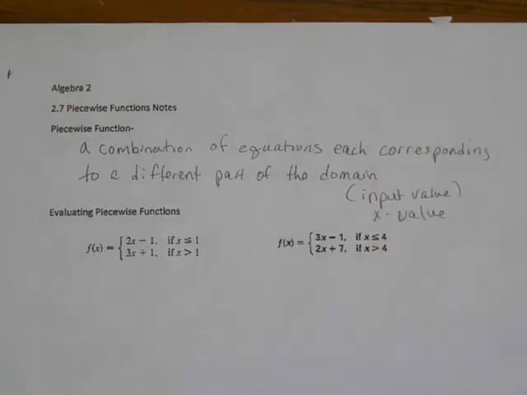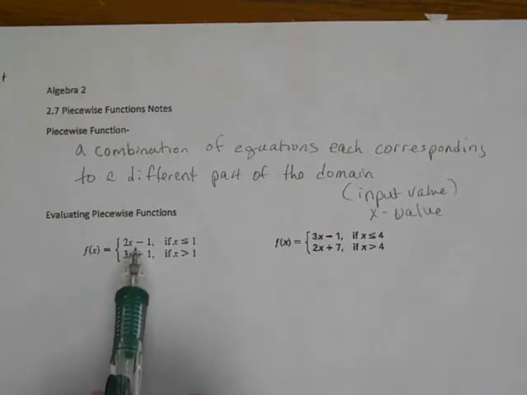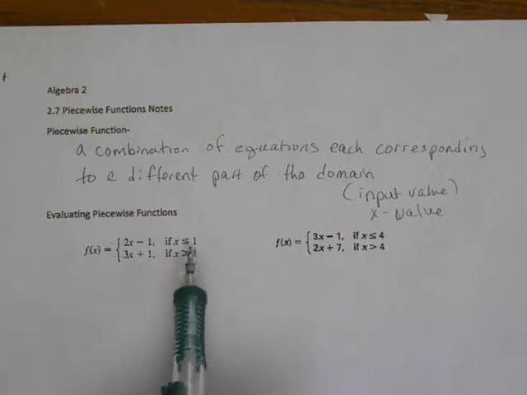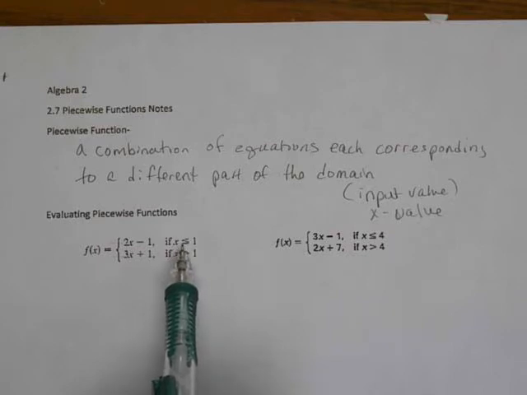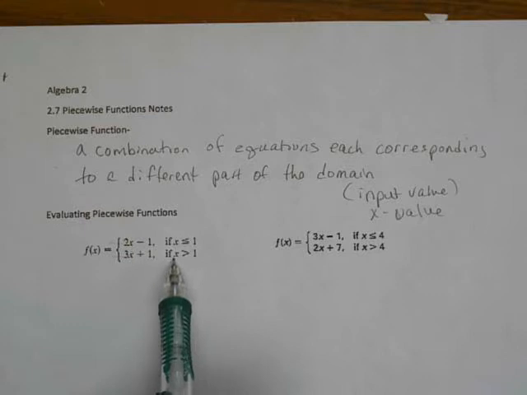So, what I have here is a piecewise function. Notice it's a combination of equations. I have an equation here and an equation here. But when you graph this, or when you evaluate it, when you evaluate input values that are smaller than 1, you're going to use this equation. And when you use input values bigger than 1, you're going to use this equation.